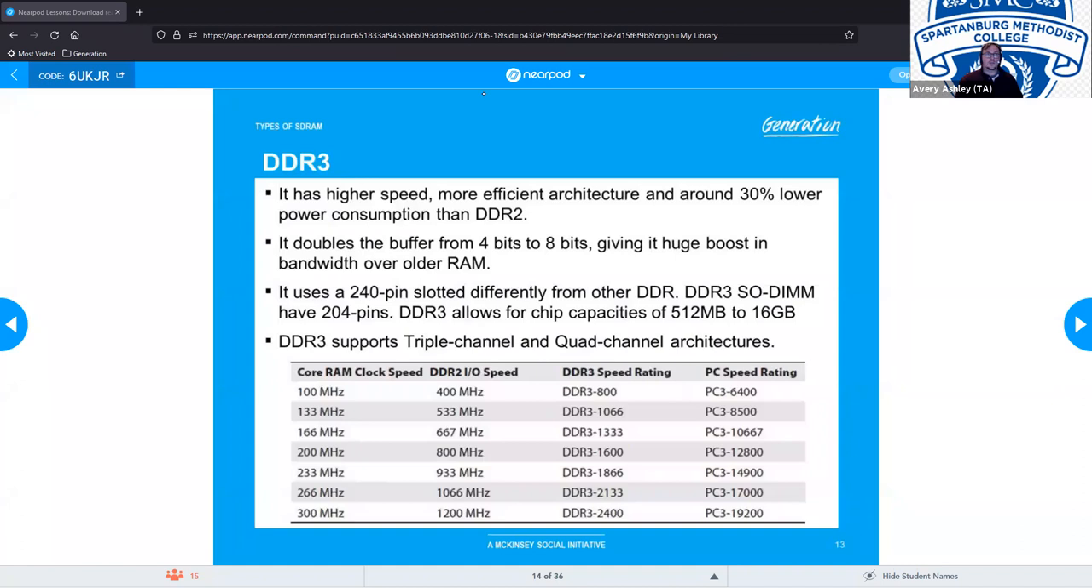And we need to know that it is a 240 pin slot for our regular DIMM, and it is 204 pins for SODIMM.